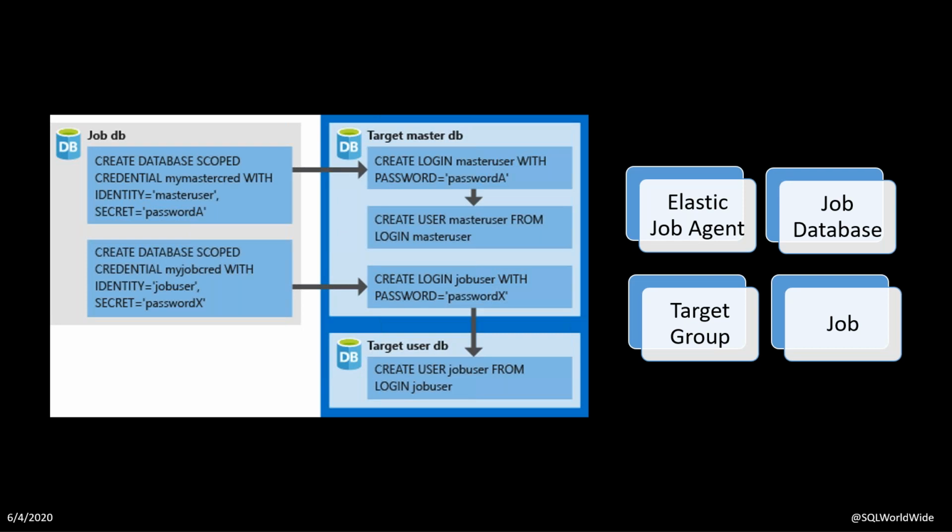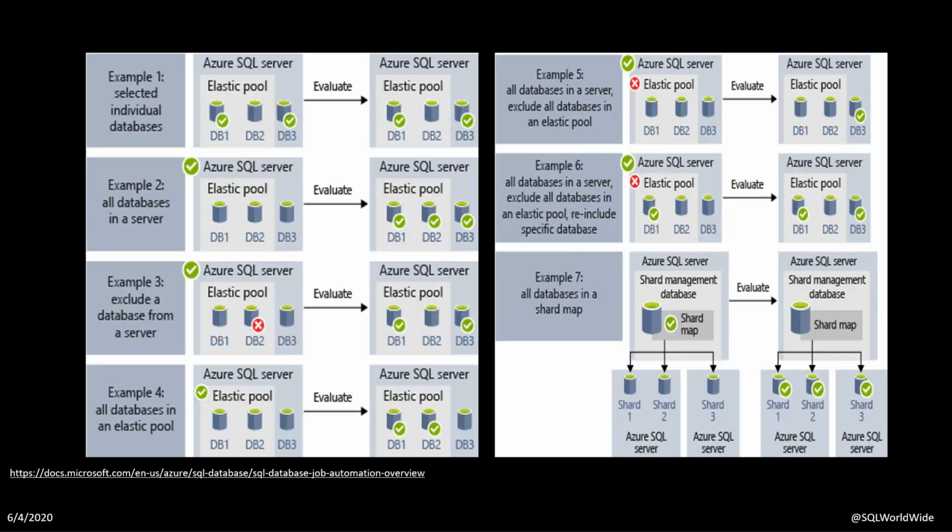And there are mainly 4 elements. Elastic Job Agent is a service that you turn on. Your job database is going to have your metadata about your job. Your target group is where you want your jobs to run against, and the job itself is the job. You can have multiple job steps. And these are a bunch of examples.